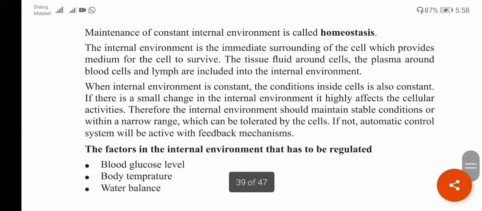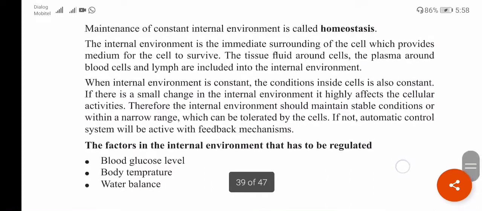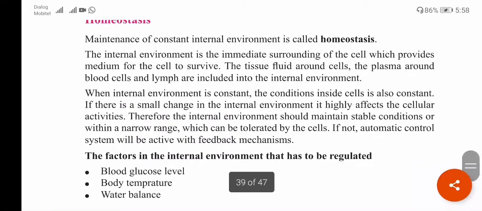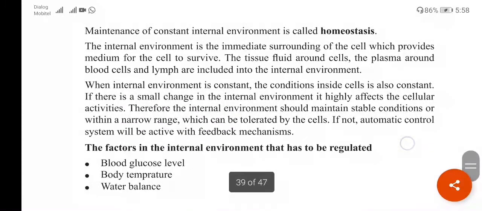When the internal environment is constant, the condition inside the cells also will be constant. Even if there is a small change in the internal environment, it highly affects the activities of the cell. So the internal environment should be maintained in stable conditions. And if it is not maintained stable, the automatic control system will become active with the feedback mechanisms.